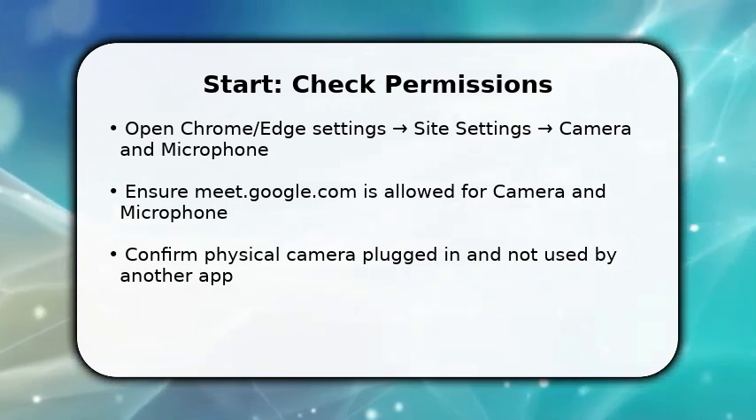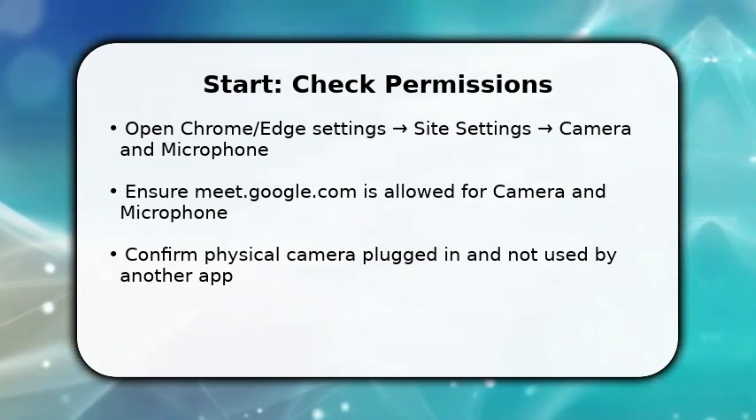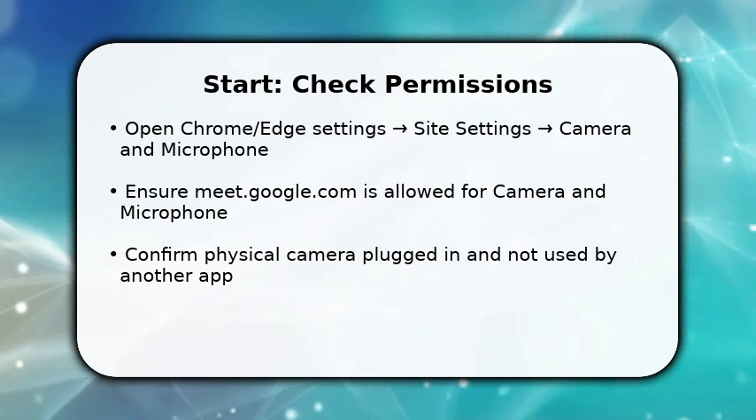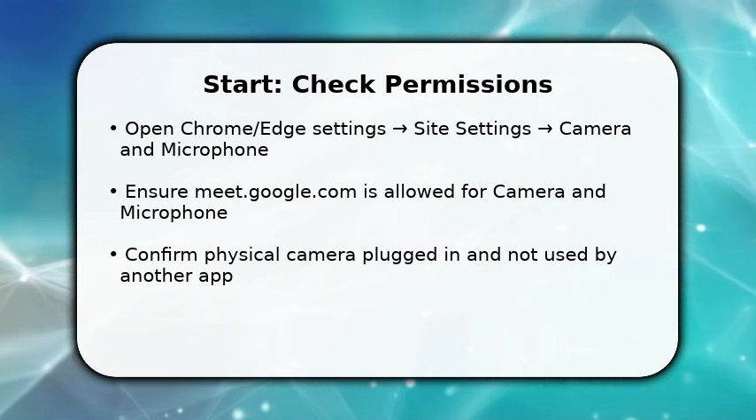You'll start by confirming permissions because most blocks come from the browser or OS. Open your browser's site settings, find camera and microphone, and make sure Meet.Google.com is set to allow. Once done, check the Meet toolbar's camera and mic icons to toggle them on.